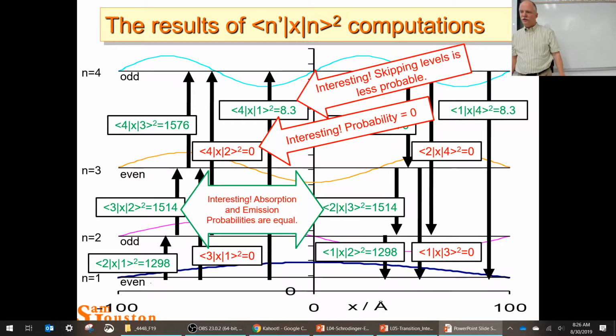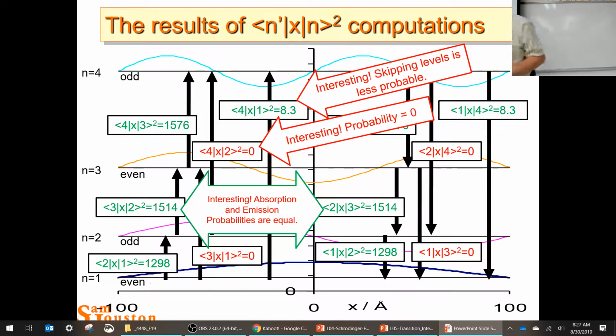And then finally, we can skip from 1 to 4. That's a change of 3 quantum states. So we can jump by 1 or we can jump by 3. We cannot jump by 2. So jumping by 3 is allowed. That's a non-zero integral, but look how much less probable it is. Compared to 1200, 1500, it has a probability of 8.3. So it's possible, but it's not very probable.